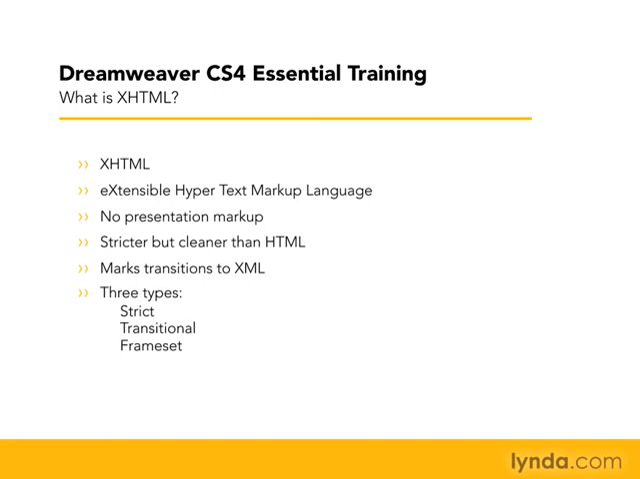XHTML Transitional is by far the most used and what we'll be using on our Groundswell site, although strict is gaining in popularity as older browser use declines.